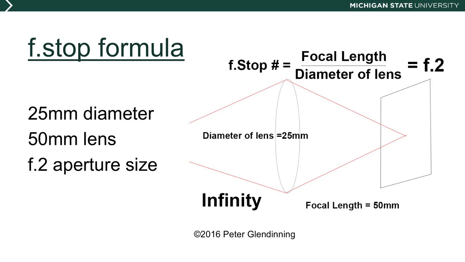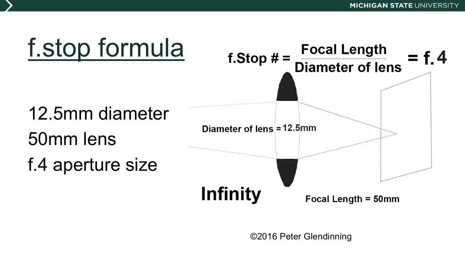The thing that can change is the size of the aperture. So in this example, if we use a 50 millimeter lens and the diameter is 25 millimeters, we find the f-stop number is f2. When the aperture closes, so that the diameter through which light can pass is now just 12.5 millimeters, the new f-stop number is 4.